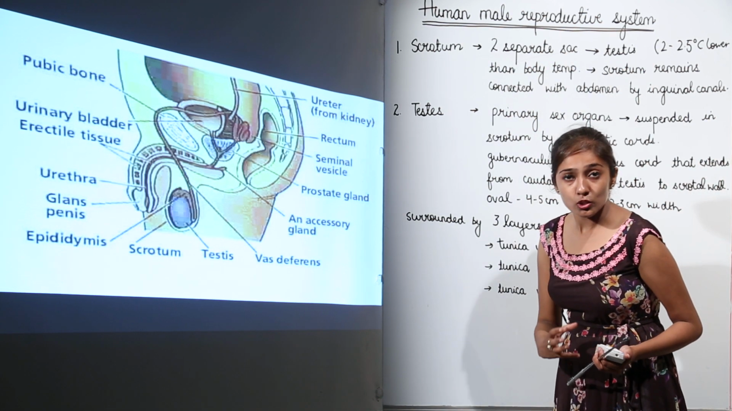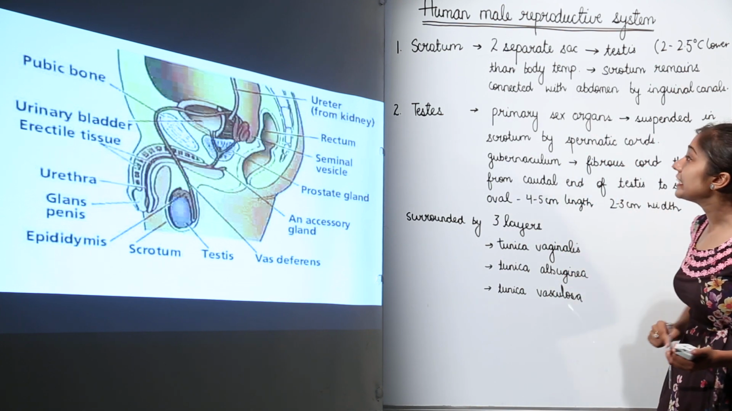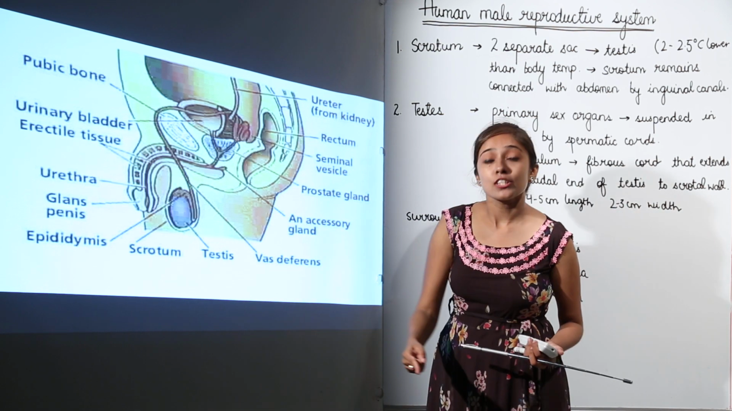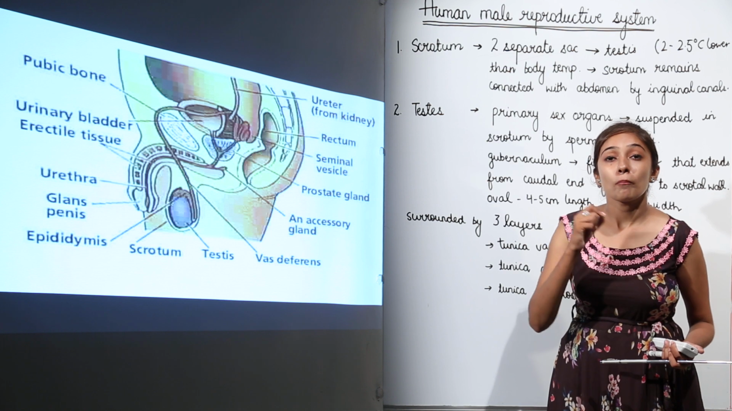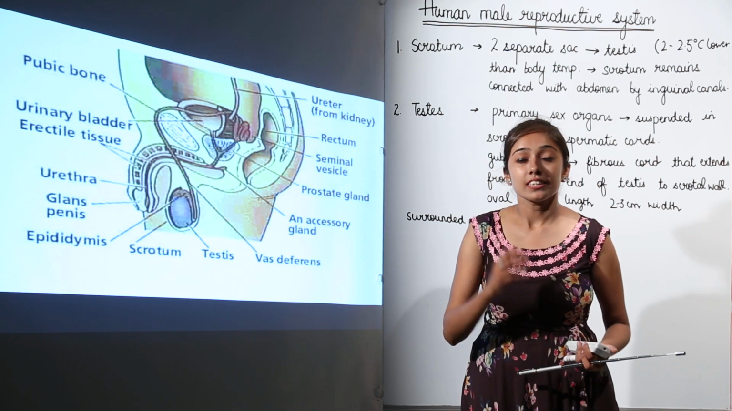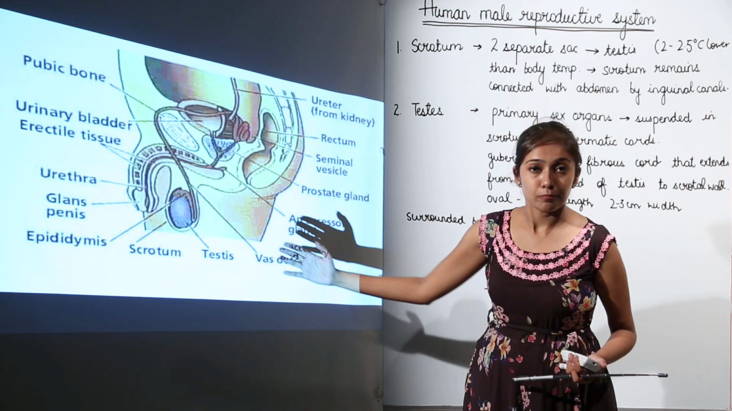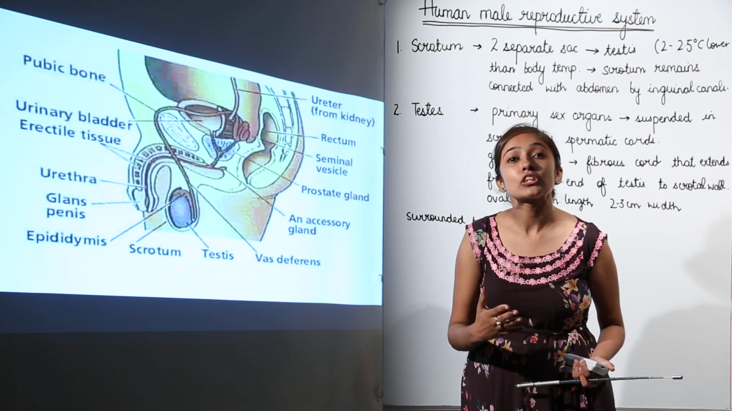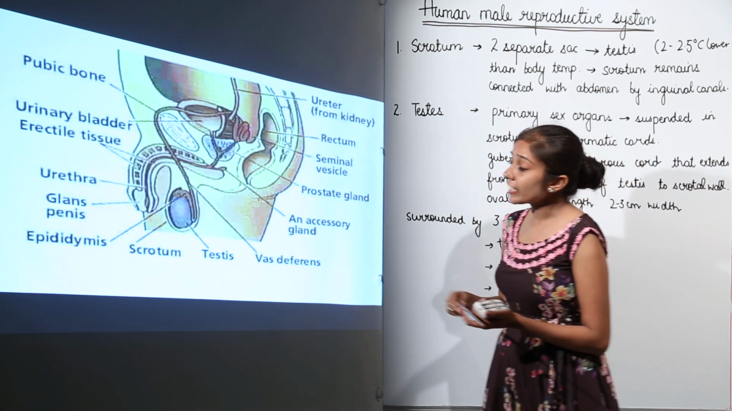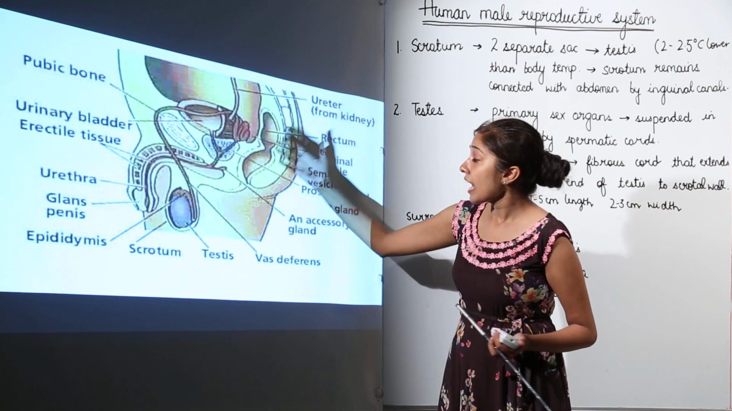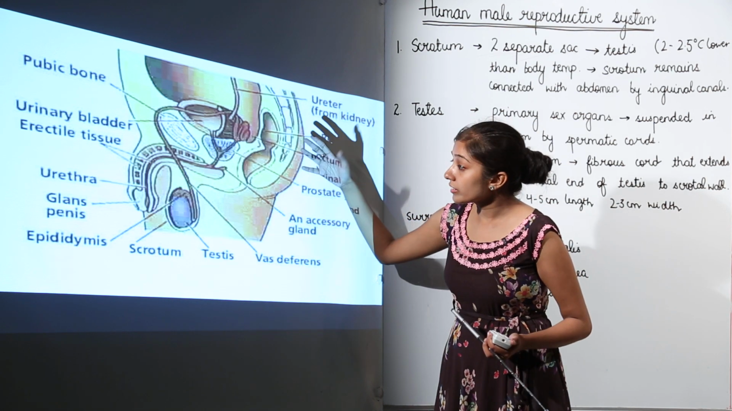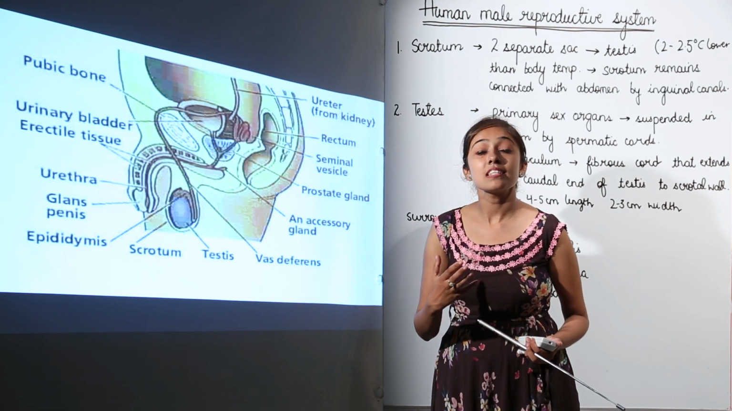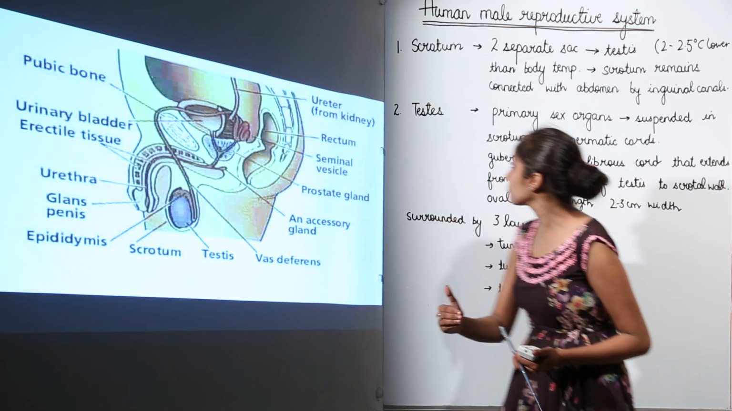Now the temperature in the scrotum is 2 to 2.5 degrees Celsius lower than the body temperature. Why is it lower than the body temperature? Because the formation of sperms needs a temperature lower than the body temperature. Remember that the temperature needs to be lowered for the formation of sperms. That is why the scrotum is the pouch which hangs outside your abdomen, right? The temperature required by sperm formation is 2 to 2.5 degrees Celsius lower.